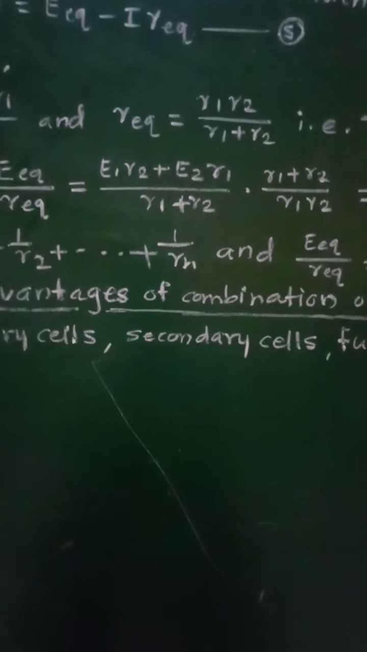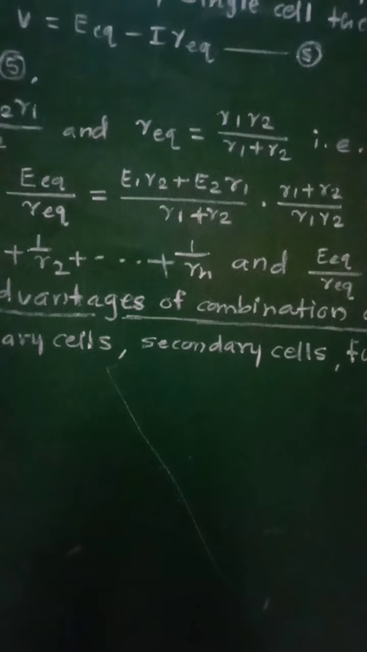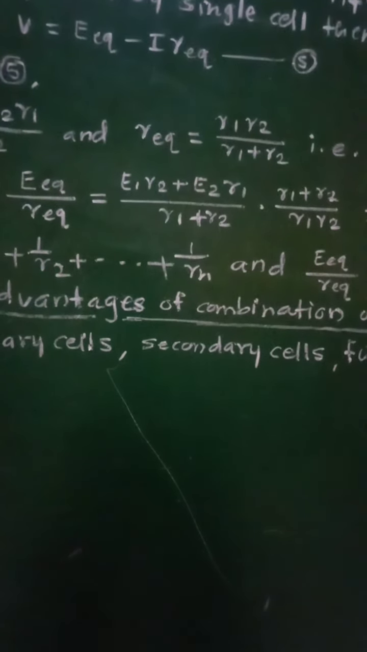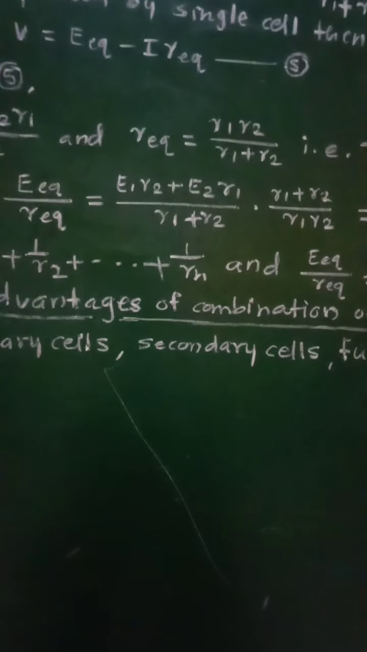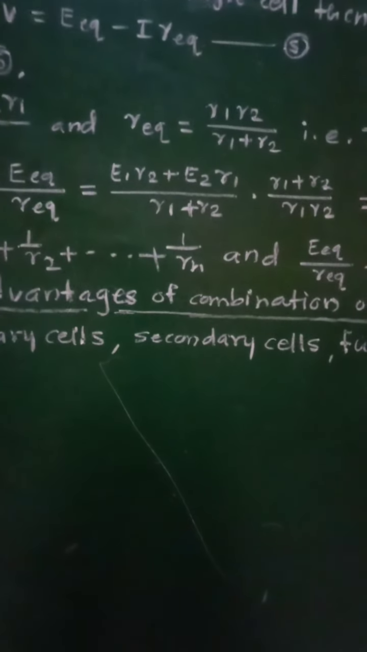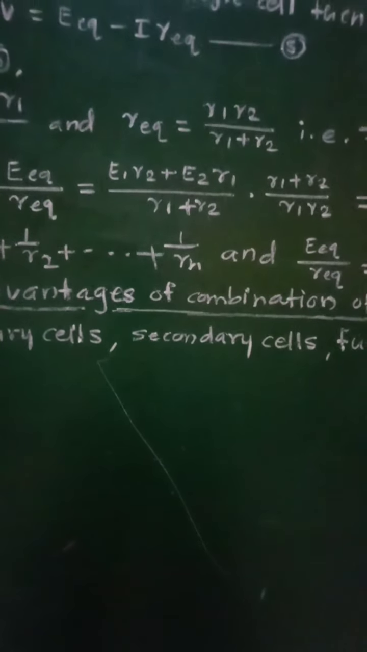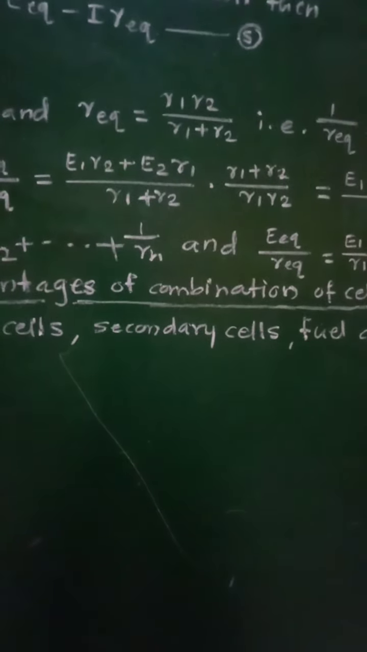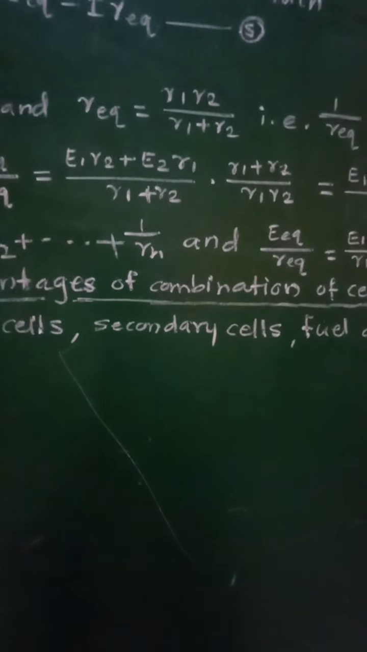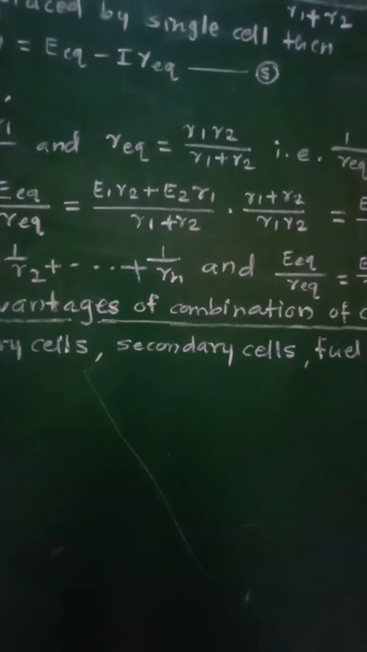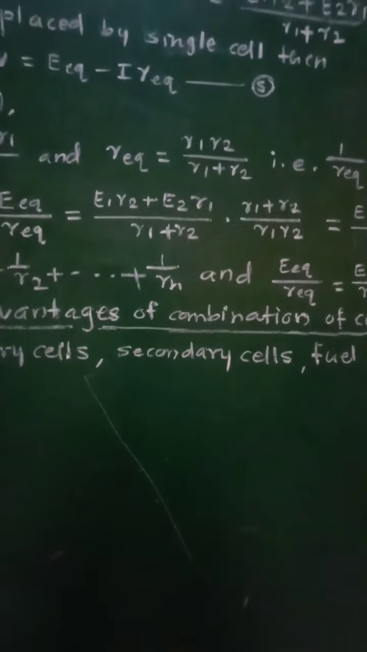Now secondly, secondary cells. These cells are rechargeable and can be used again and again. The chemical reaction in these cells is reversible and that's why they can be recharged. These cells can be used for heavy loads. Instead of primary cells, secondary cells will be used for heavy loads. For example, lead acid cell, fuel cell and solar cells are examples of secondary cells.